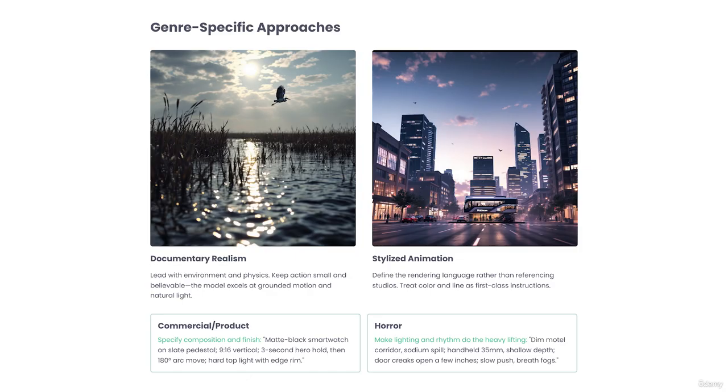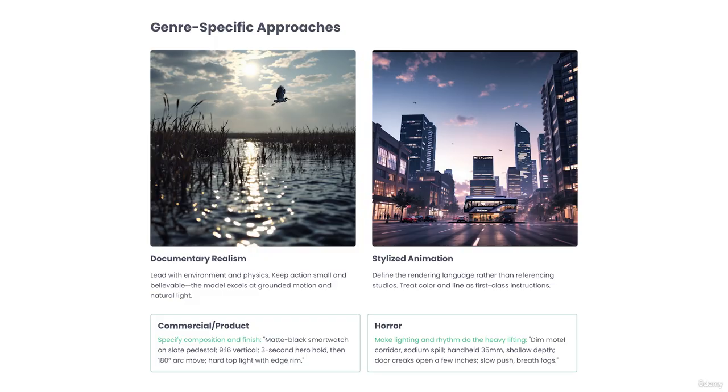For documentary realism, lead with environment and physics. Photoreal coastal marsh at golden hour, heron lifts off, water ripples, slow 50mm dolly, gentle breeze, warm backlight, soft haze. If you're in Veo 3, add natural marsh ambience, distant gulls, subtle wind beat foley. Keep the action small and believable. The model excels at grounded motion and natural light.